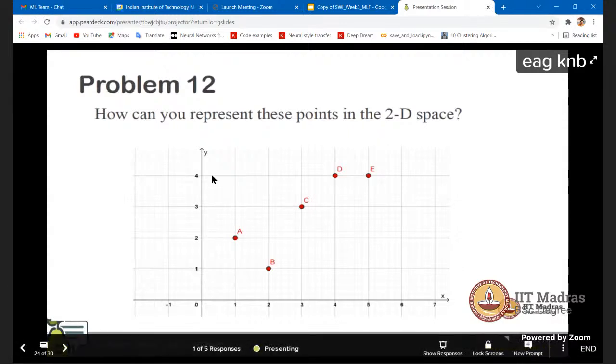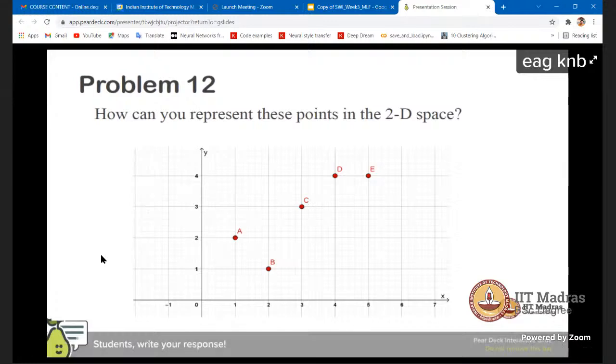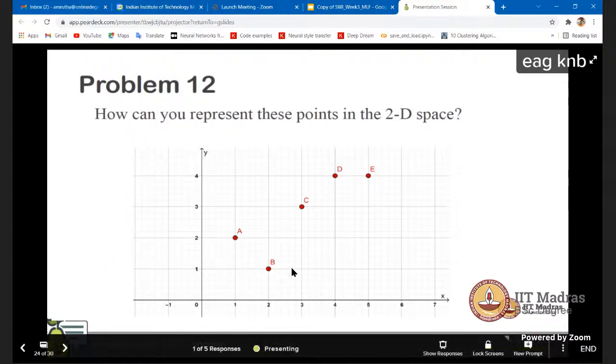I hope the x-axis and y-axis are visible. It is simply the values of unit length 1: for x it is 1, 2, 3, 4, 5, 6, 7, and for y it is 1, 2, 3, 4, and 5. That's it. Yes, the scale is the same, unit 1.